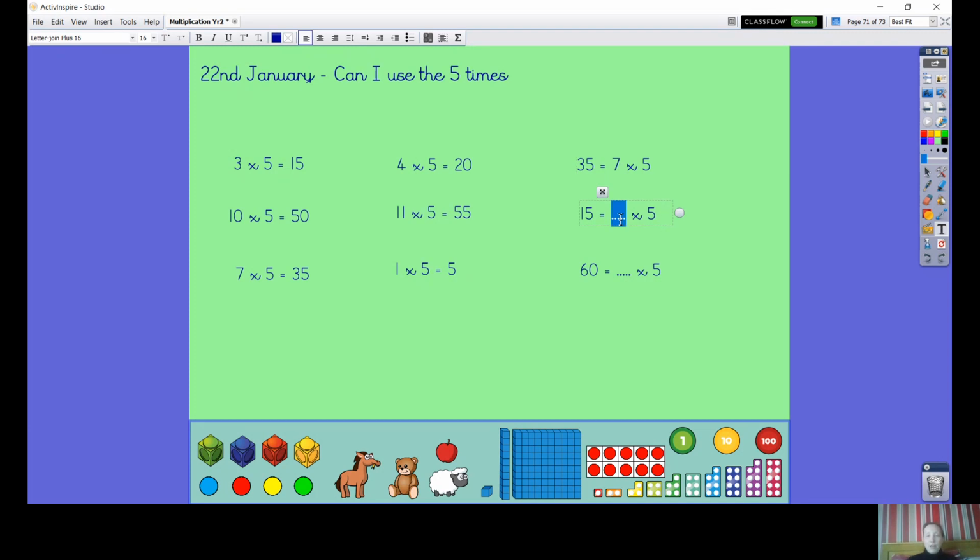Let's count in 5s then up to 15. 5, 10, 15. So we've got 3 groups of 5. And finally, you've got it. 12 groups of 5. Let's check. 5, 10, 15, 20, 25, 30, 35, 40, 45, 50, 55, 60. Brilliant. Time for our thinking question.